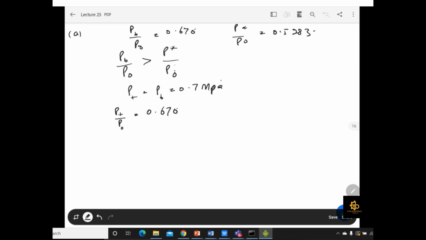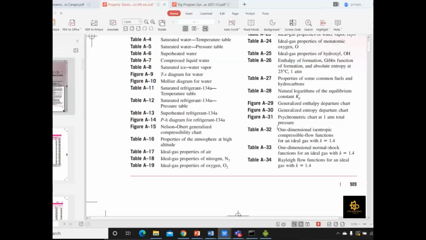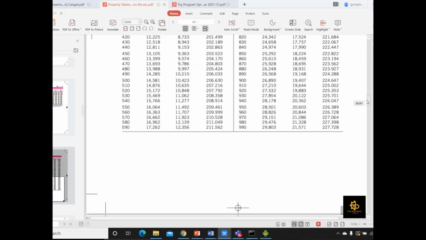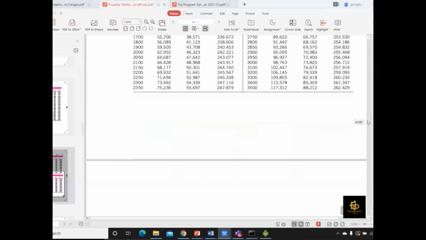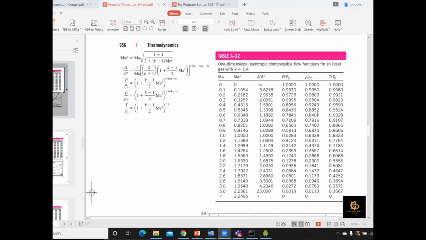Why do we need this value? Because we have to find different properties by using the thermodynamic table. I will give you an overview of which table we need. Remember that you have already found the PT by P naught value. Now go to the thermodynamic table. Here it is mentioned, table A32: one-dimensional isentropic compressible flow functions for an ideal gas with k equal to 1.4. So simply shift to table A32. Here is your table A32.